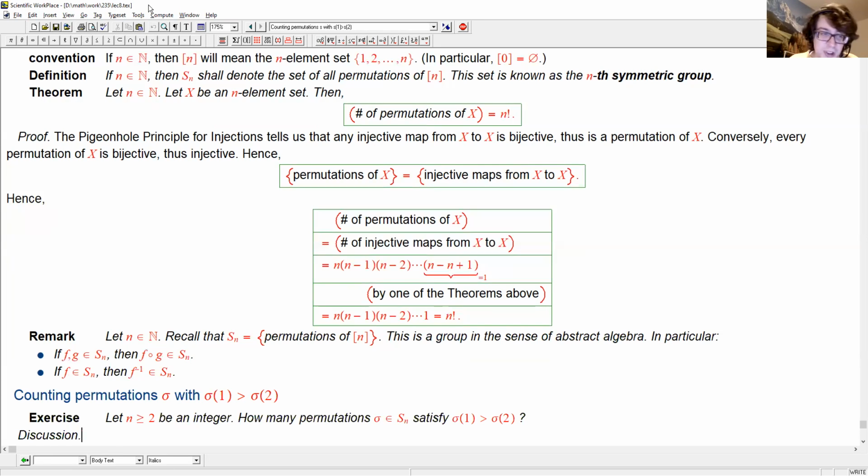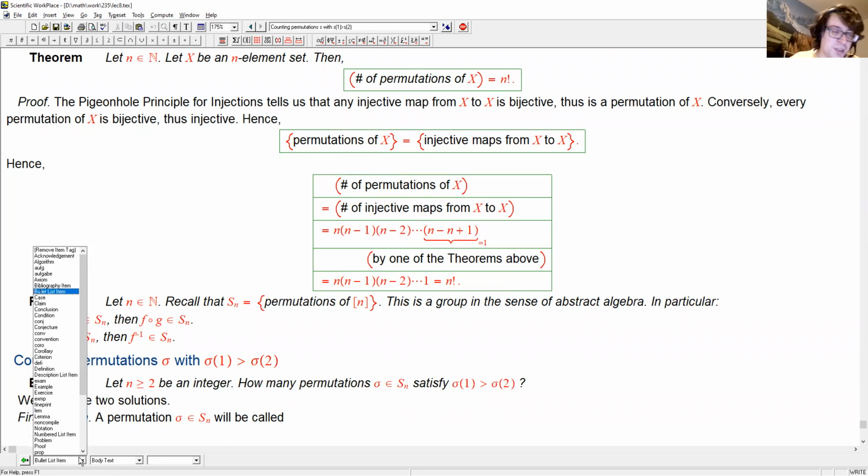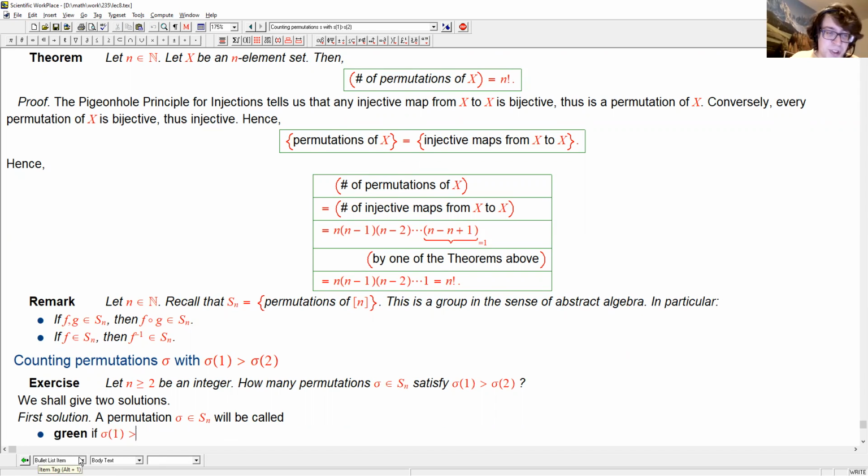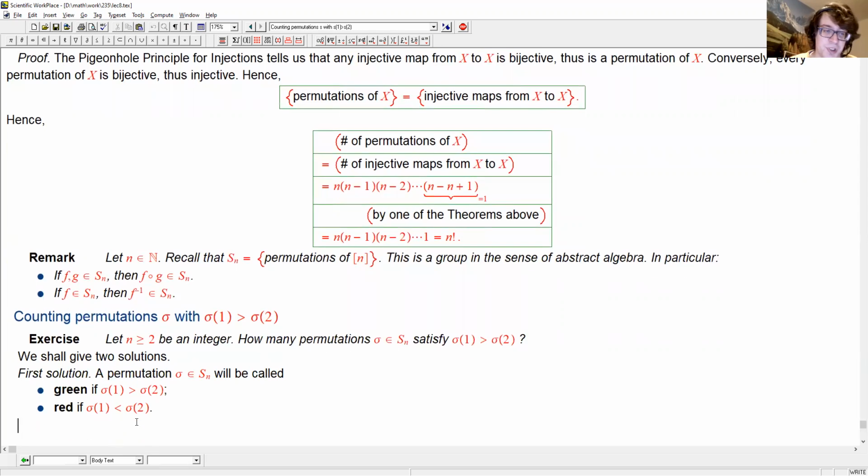Well, let's see. We shall give two solutions. Each of them illustrates something different. First solution, let me give them colors. A permutation sigma in Sn will be called green if sigma 1 is bigger than sigma 2, and red if it's smaller. These are the only two options, because the permutation has to be injective, so it cannot have an equal sign here. It's either bigger or smaller. So we need to count the green permutations.